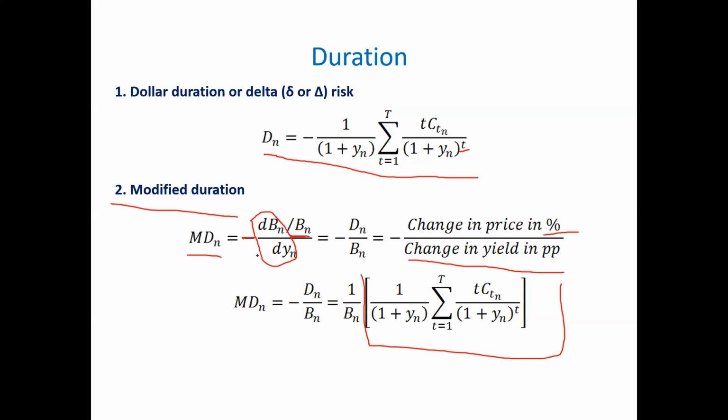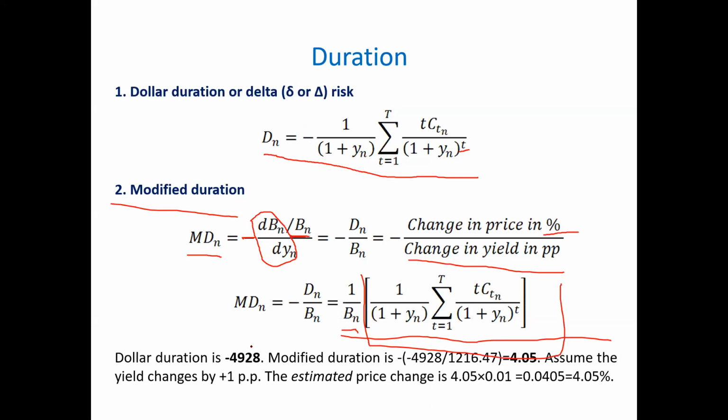Minus cancel each other, and therefore we also divide by the price. So this is our formula for modified duration. And here is an example. So that's the dollar duration.